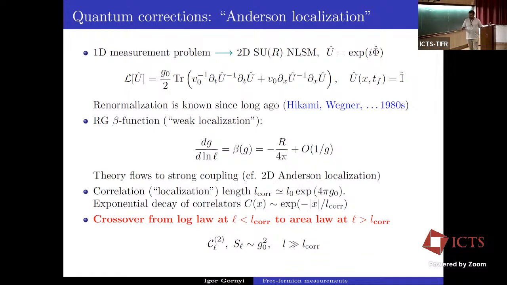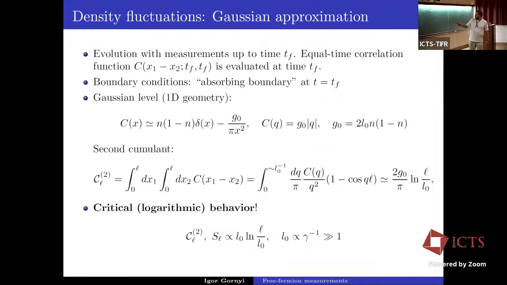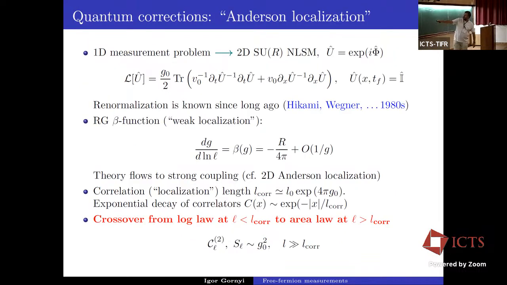What does it mean? So this G enters the cumulant. The cumulant is proportional to G. And when G goes to 0, this cumulant also decreases, and so does the entanglement entropy. So the theory flows to strong coupling like a conventional two-dimensional Anderson localized system. So all states are localized. For weak disorder, the localization length is exponentially large, and here the correlation length is also an exponential function, exponentially large for weak disorder.